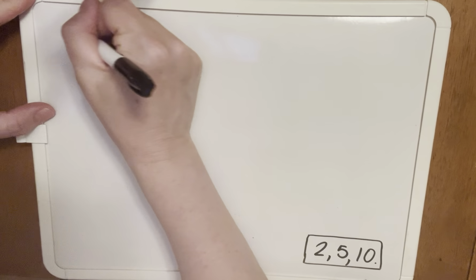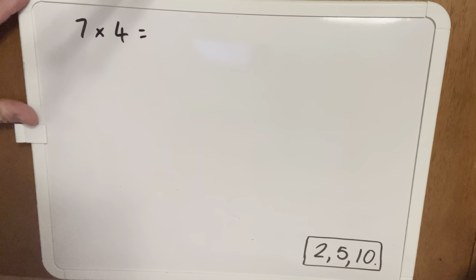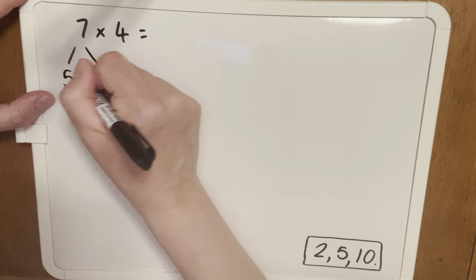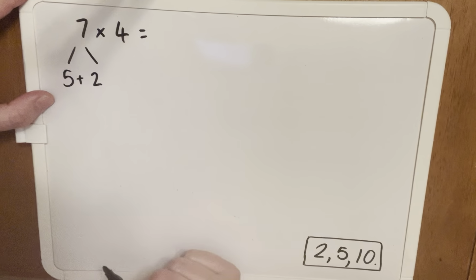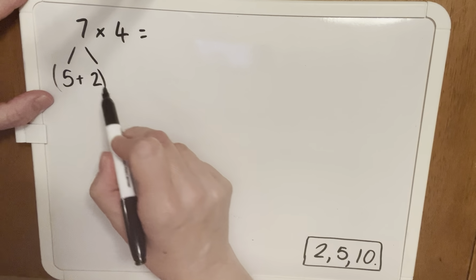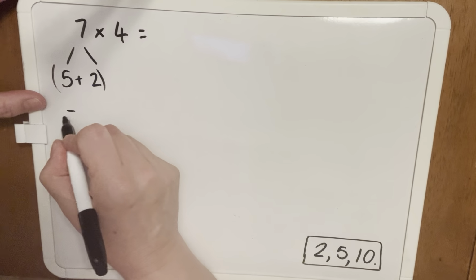So let's say we were given the problem 7 times 4, and you had to figure it out. Well, what I would like you to do is have a look at those numbers and think about how you can break it up. If you break up the number 7, that's really 5 plus 2, okay? So we're going to break that up individually and then times both numbers by 4. So let's have a look here.